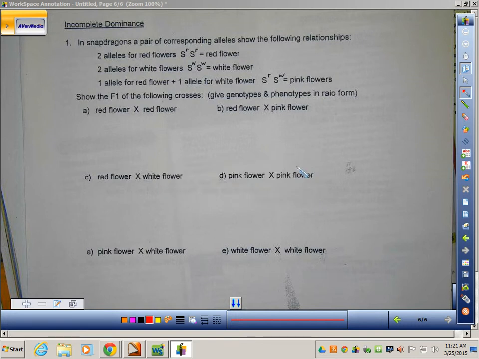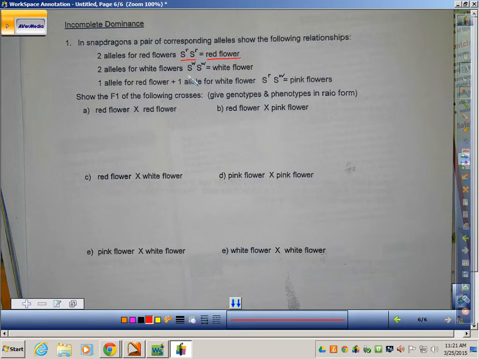Okay, so doing incomplete dominance problems, they're different. We aren't going to do all of these. I'm repeating myself for the recording, just so you guys know. Where two R's are going to equal red flowers, two W's, white flowers, and if they're heterozygous or hybrid, you'll get pink flowers. We're not going to do all the problems. We'll pick a few out.